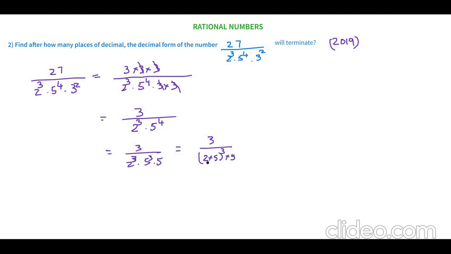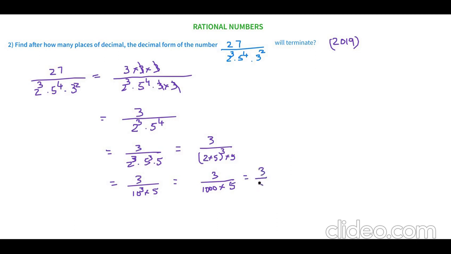This 5 would be separate. So 2 times 5 will become 10. So 3 by 10 cube times 5. So we would get 3 by 10 cube as 1000 times 5. So now this 1000 I will keep as such.